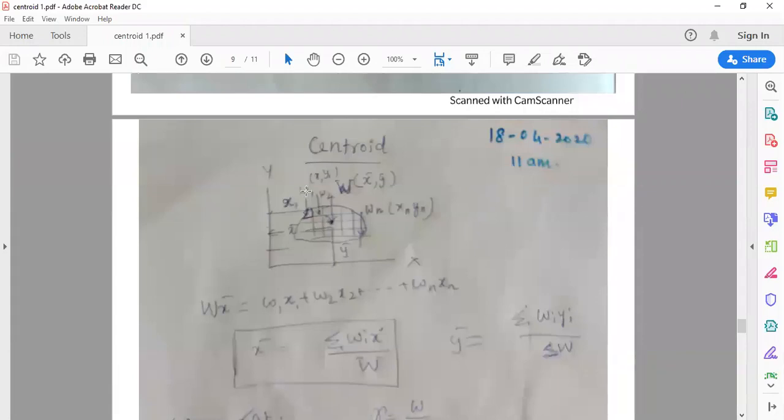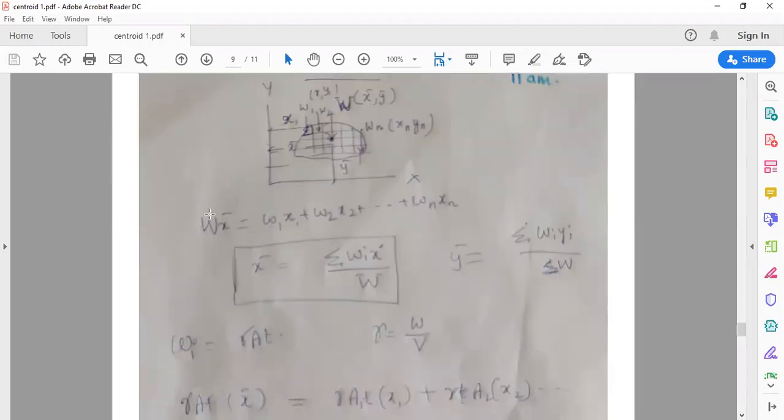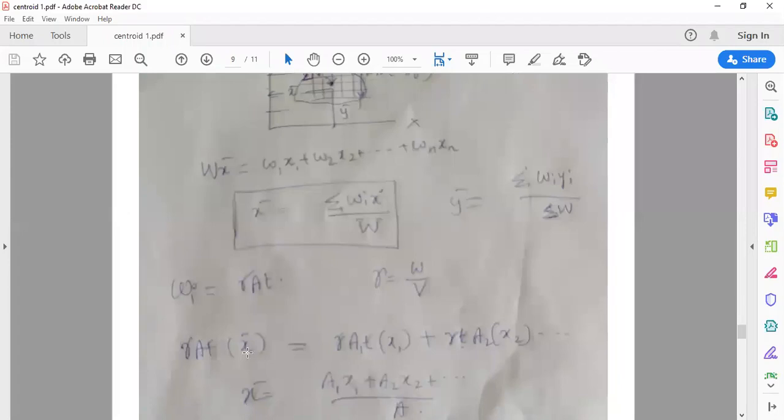So W1 will be gamma into A1 into T. The thickness of the plate will be the same because you are cutting it into small elemental strips W1, W2, W3 like that. So gamma T will be constant: gamma T into A1, gamma T into A2, so Wn will be gamma T into An. So I can write W equal to gamma T into A, capital A. So I have written gamma T into A into X bar equal to gamma T into A1 into X1, gamma T into A2 into X2, and so on, gamma T into An into Xn.